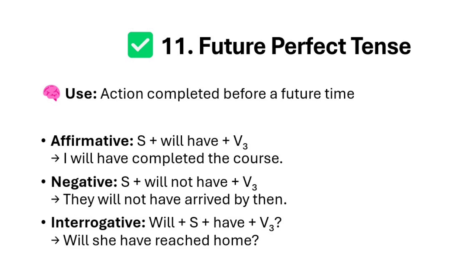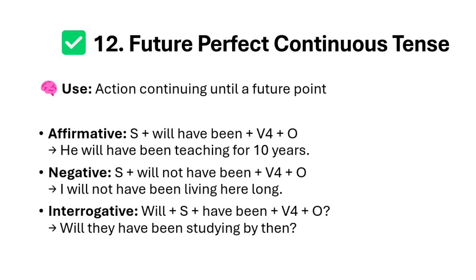Interrogative sentence structure. Will plus subject plus have plus third form of verb. Will she have reached home? Here I have not added object in the sentence structure. You can add it manually. Okay. In the examples, object is there. Now let's see the last tense in the tenses. Now let's see future perfect continuous tense. This tense is used to tell about an action continuing until a future point.